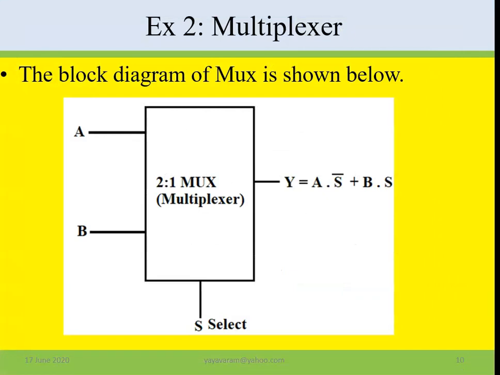Let us take another case, called a multiplexer. It is a 2:1 multiplexer, which means it has 2 inputs, out of which I select 1. So S is the select. As you know the operation, when S is 0, A will be selected; when S is 1, B will be selected. In Boolean expression I can write output Y is equal to A dot S complement plus B dot S. You have seen the same example in gate level modeling also.